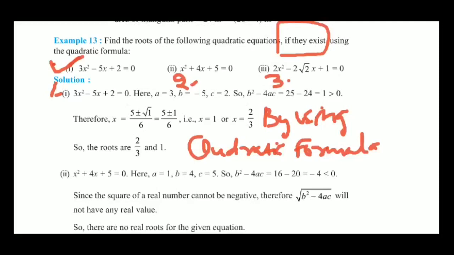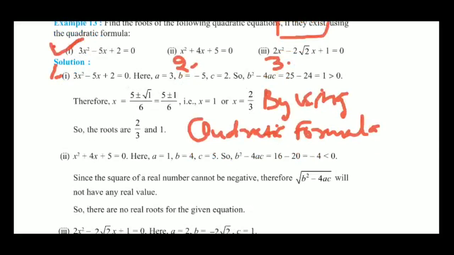Before finding the roots of the quadratic equation, we will check whether the roots exist or not. Now I am going to start the first part of this example, and the statement of this part is 3x square minus 5x plus 2 equals 0. In the very first step, we will compare the given equation with the general form of a quadratic equation, and after comparing, you will get a equals 3, b equals minus 5, c equals 2.